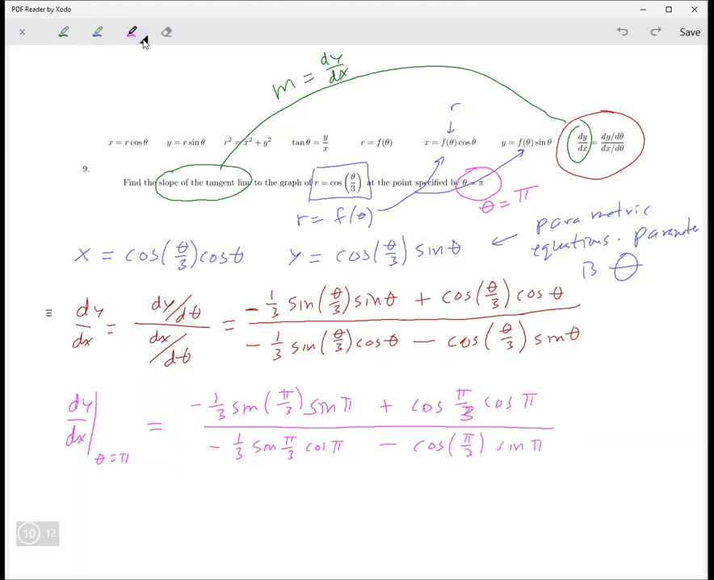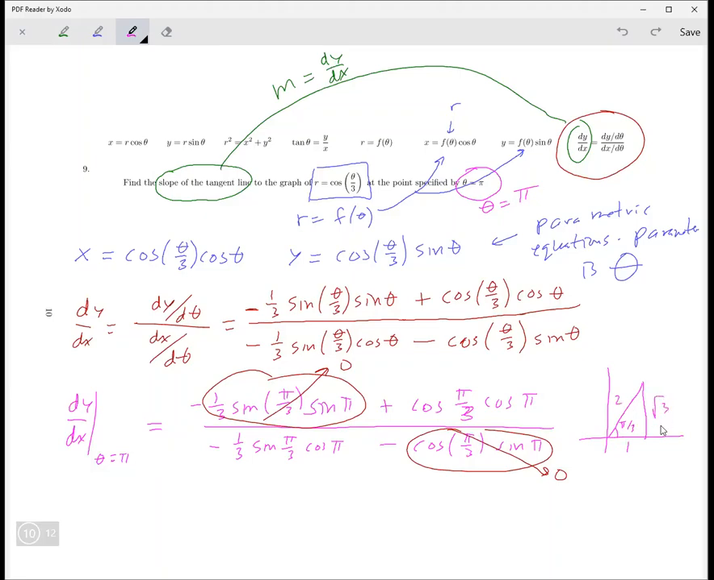Okay, so fortunately, sine pi is 0. So that and that go away. Yay. So those two just go away. And then what are we left with? We have some cosines and sines of pi over 3. So if this is pi over 3, then 1, 2, root 3 works. Okay, so cosine of pi over 3 will be 1/2.